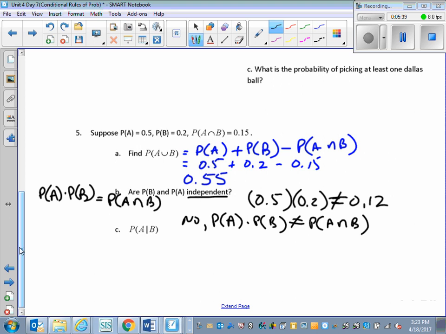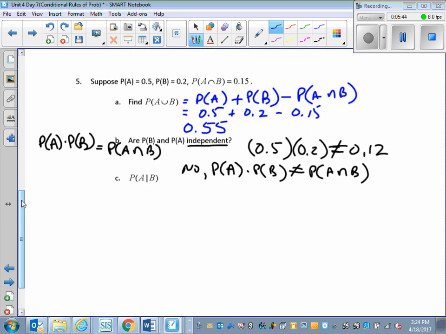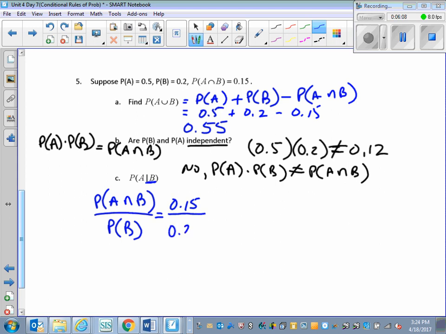So your conditional probability, which you should have watched the video last class about that. Remember, the given will not always be B, but whatever is given is always going to be in your denominator. So you have the probability of A and B divided by the probability of B. So in this case, 0.15 divided by 0.2, which makes our probability of A given B 0.75.